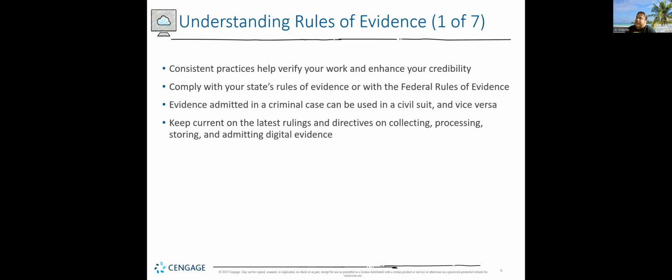Evidence admitted in a criminal case can be used in a civil suit and vice versa. Yep, as long as it's relevant and applies to both, it can be used either way, criminal or civil. Keep current on the latest rulings and directives on collecting, processing, sorting, and admitting digital evidence. These rules change over time. They will update you on them. They're not just going to have you fly blind the whole time, so don't worry.